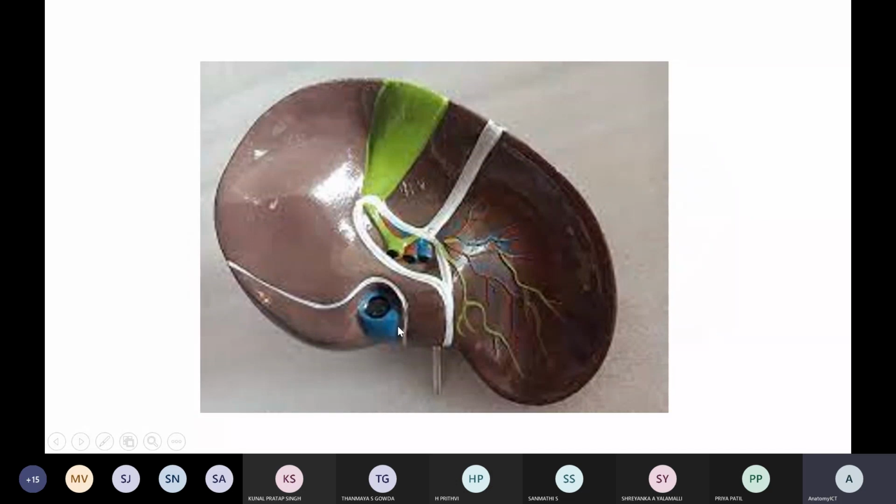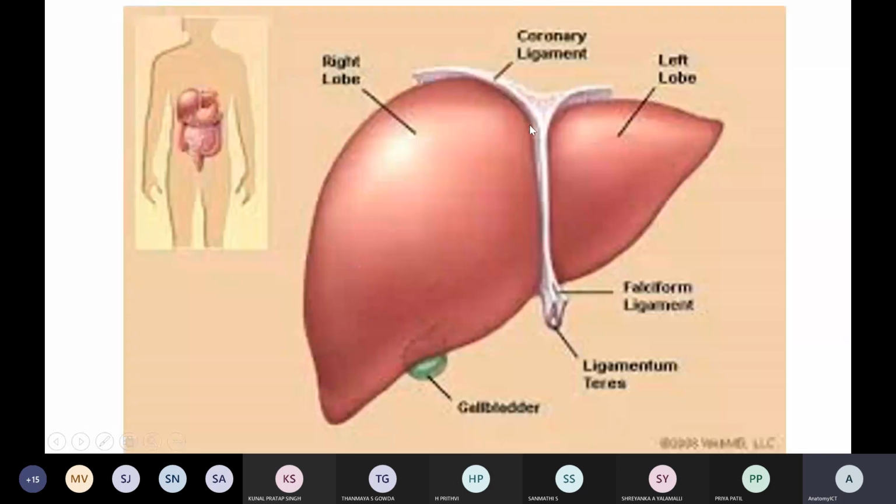And second, along with that, there is the hepatic vein, which is there exactly within this particular portal area, which we call the porta hepatis. So that is one. Along with that we have the coronary ligaments. So this is what we call the coronary ligament.